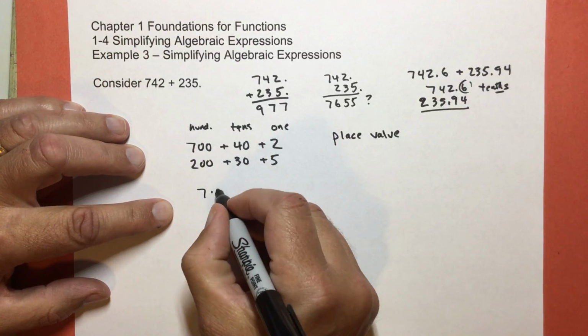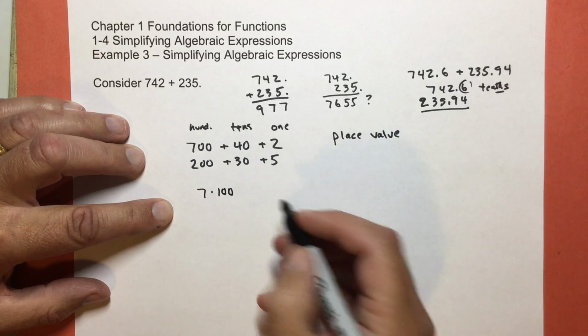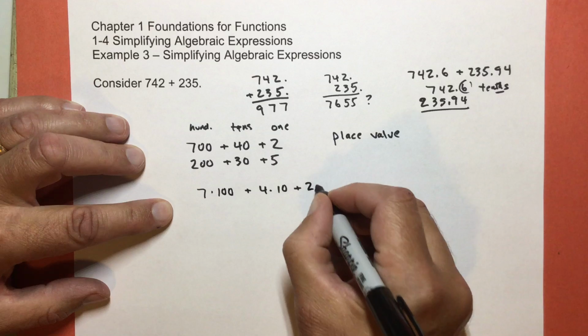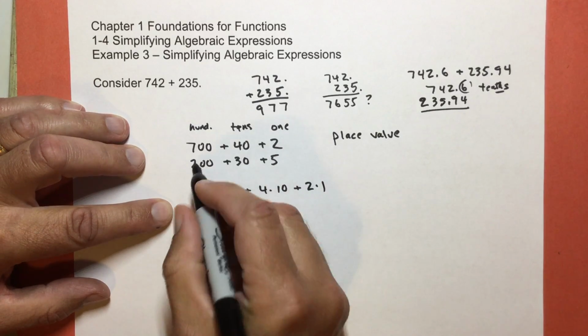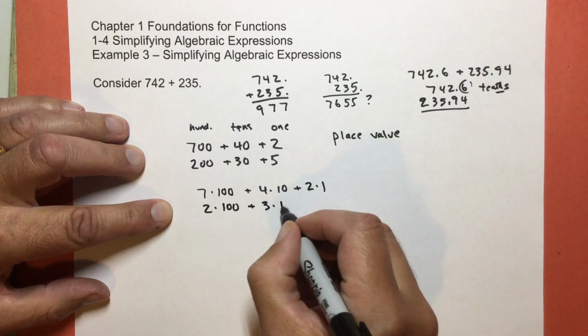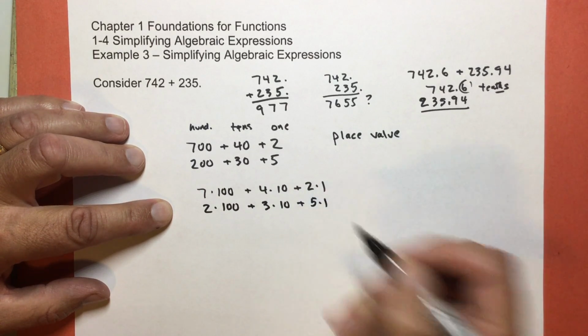This is 7 times 100. Get it? Hundreds. This is 4 times 10. And this is 2 times 1. The next one is 2 times 100 plus 3 times 10 plus 5 times 1.